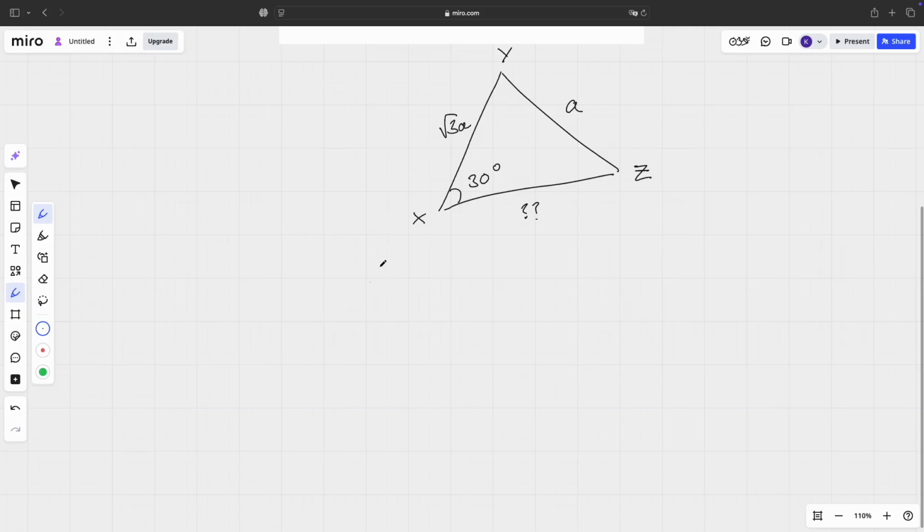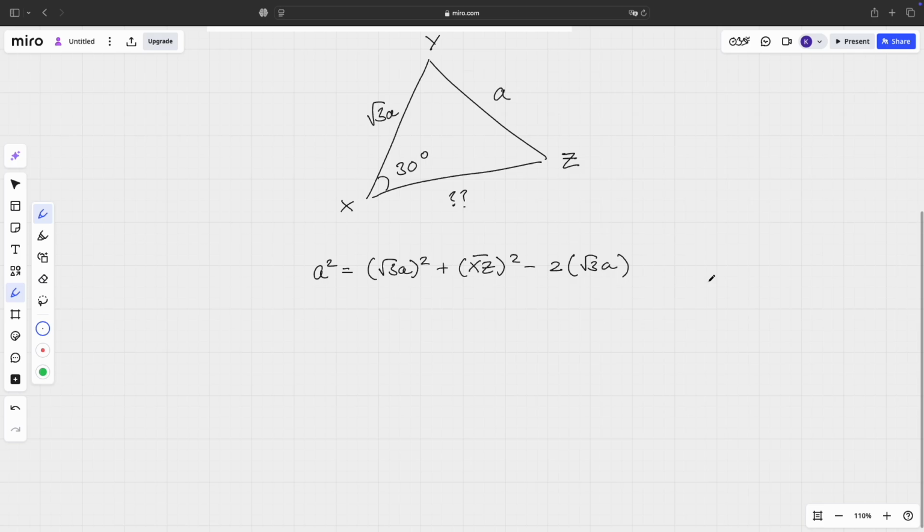Alright, so to solve for the missing side, we are going to be using the cosine rule, if you guys remember. So a squared is equal to square root of 3 times a squared plus xz squared minus 2 times square root of 3 times a times xz cos 30 degrees.